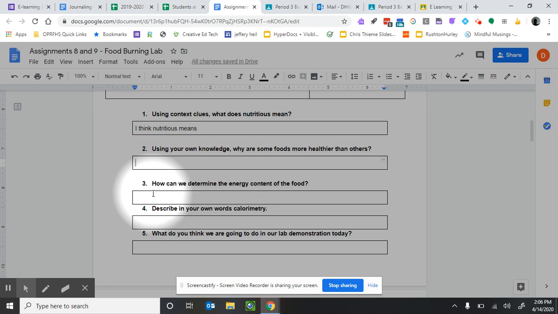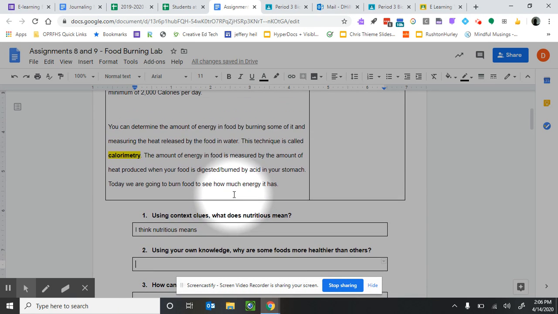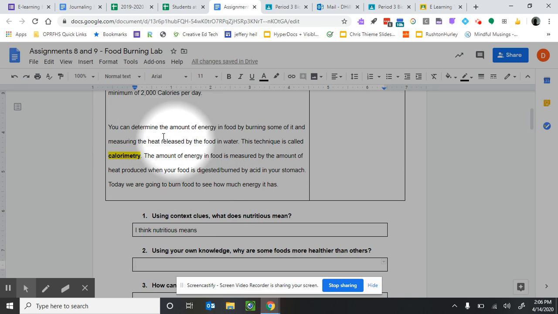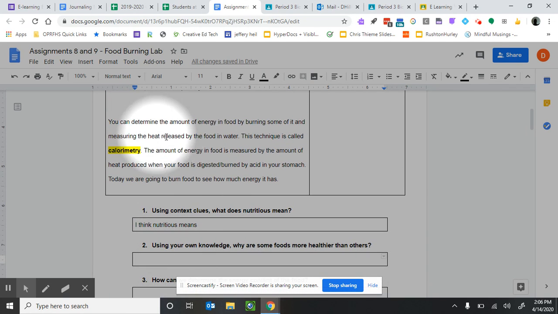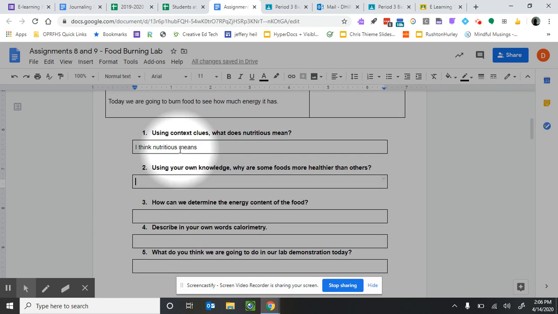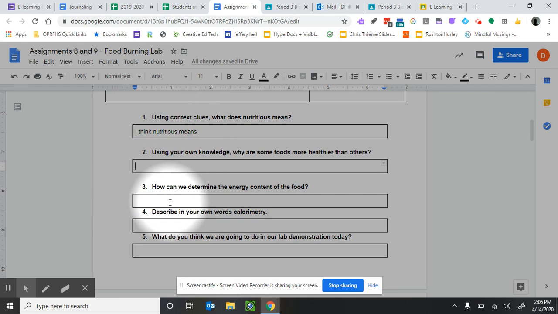Question number 3. How can we determine the energy content of food? Well, if we remember, that answer was in that paragraph right here. You can determine the amount of energy in food by doing something. So the answer to question 3 is in the top of the second paragraph right here. Answer that on your own. Pause the video if you need to.